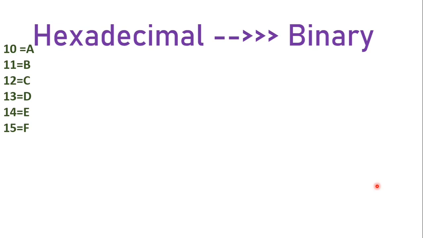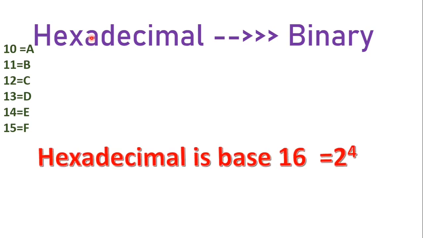So hexadecimal, the next topic is how we convert a hexadecimal to a binary number. When we talk about hexadecimal, it is to the base 16. So we use the numbers 0, 1, 2, 3, 4, 5, 6, 7, 8, 9, 10, 11, 12, 13, 14, 15. And to represent 10, we use the letter A. To represent 11, we use B. To represent 12, we use C. To represent 13, D, 14, E. And to represent 15, we use F.